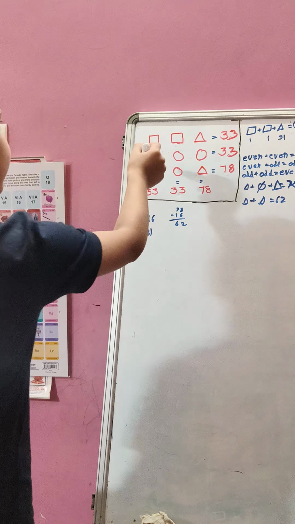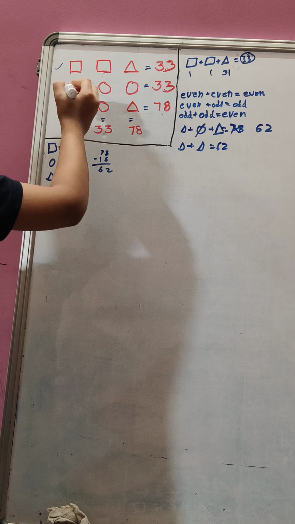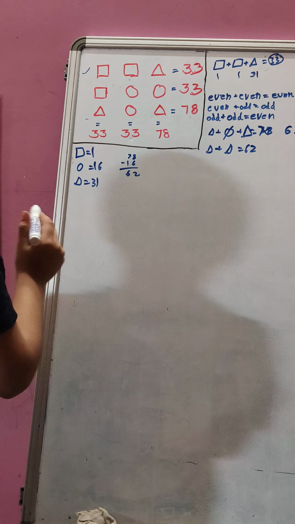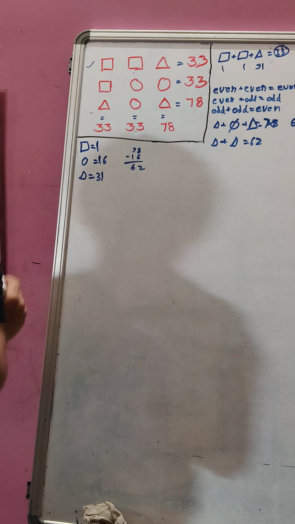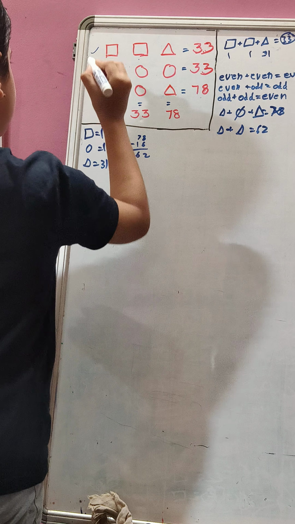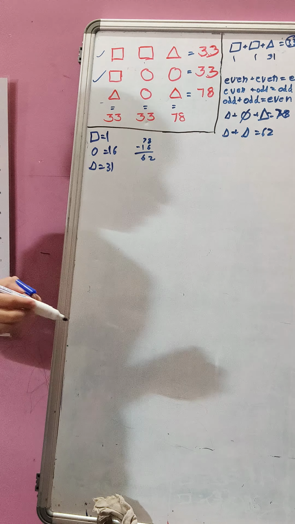Now square plus triangle is equal to 33. Square is equal to 1, 1 plus 1 is 2. And triangle is equal to 31. 2 plus 31 is 33. This is correct. And let us see this. Square plus circle is equal to 33. Let us see, 16 plus 16 is equal to 32. 32 plus 1 is equal to 33. This is also correct. And let us see the last row.